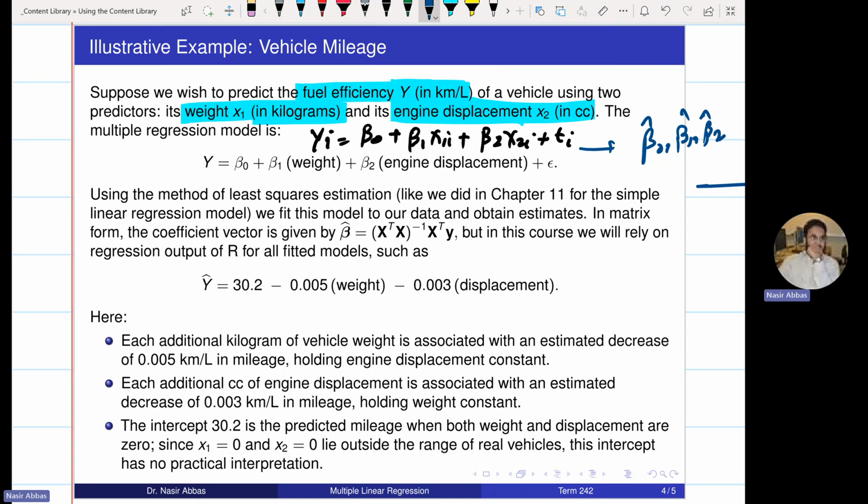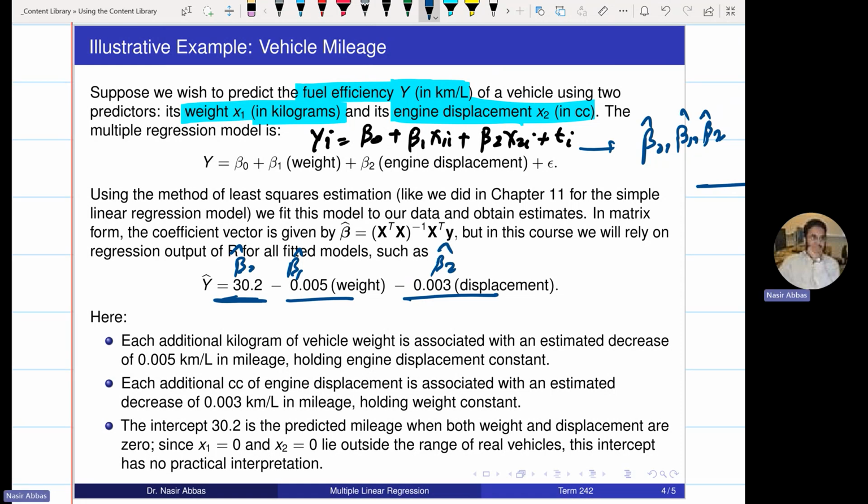Again, in this chapter, we will not go into the calculation, how the least square estimation processes the data. We will not go into that one. The only thing is it will process it somehow and give you these point estimates. And for this example, those point estimates came out to be 30.2. This is beta naught hat. 0.05, this is beta 1 hat. And 0.003, this is beta 2 hat.